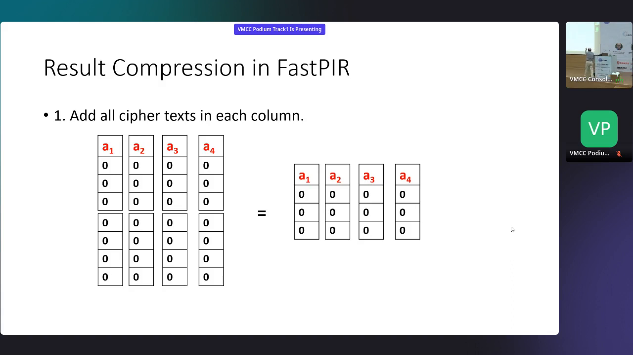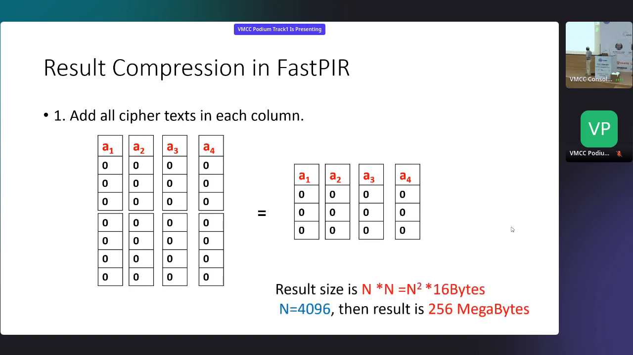Now I have, instead of n by n entries, now it's only one of them. So the result size is n times n, which is n square, which is 256 megabytes for our problem of 32K. Still not good enough.